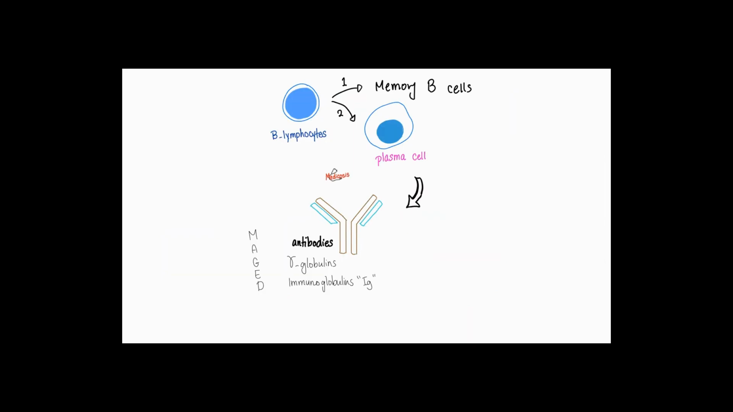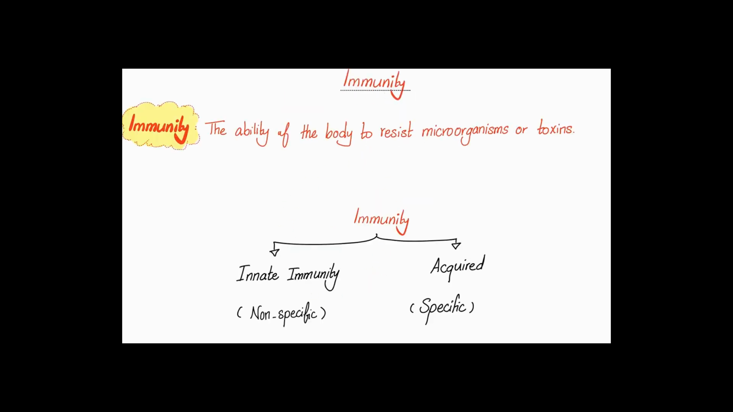Here's your B lymphocyte, naive, immature. Then it will recognize the antigen and become mature. When it matures, it becomes memory B cell, and some will become plasma cells. Those who become plasma cells are going to secrete antibodies. Pause and review. Let's talk about immunity.